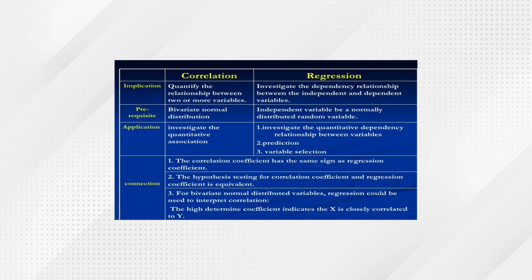This is a very important aspect, because in the coming sessions we are going to have an exclusive talk on hypothesis testing. We will have an elaborate session on what exactly a hypothesis is, how the null hypothesis can be rejected, or the alternate hypothesis accepted, or vice versa. But this has a great role, so when you test the hypothesis, the tests for the correlation coefficient and regression coefficient need to be equivalent. For bivariate normally distributed variables, regression could be used to interpret correlation. A high correlation indicates that X is closely correlated to Y.